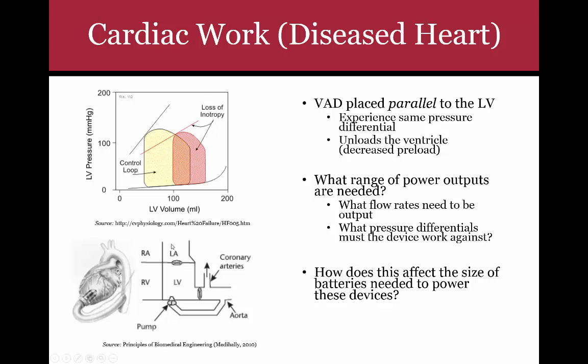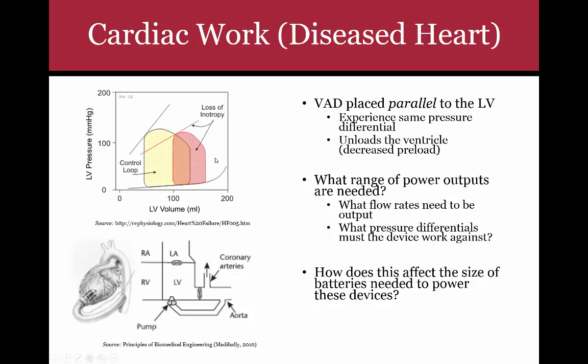So to get around this, we use ventricular assist devices. The way it works is you want to get this red loop to be shifted back to the left, and to do that you're going to have to unload this volume. So you would attach a pump at the left ventricle to drain out the extra volume, and then pump it to your aorta, and hopefully that will help you with this PV loop.